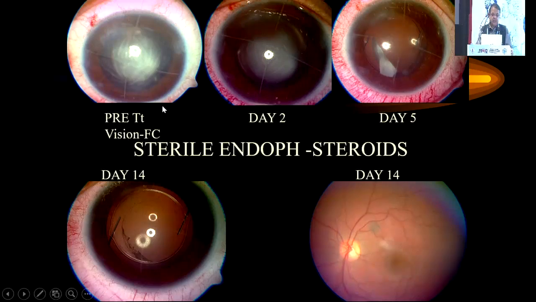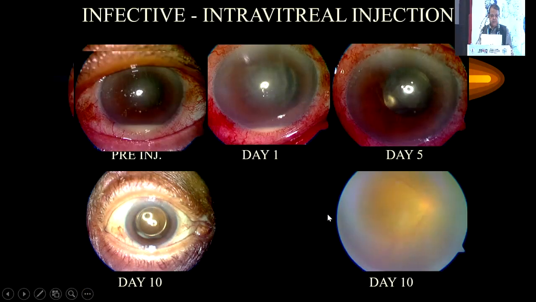We look at some of the examples here. This was a patient 1 day post-operative. You can see a lot of fibrinoid reaction. The glow you can see is good. We started this patient on topical and systemic steroid. This fibrin reaction over a period of time decreased, and this patient improved to 6/6 vision.